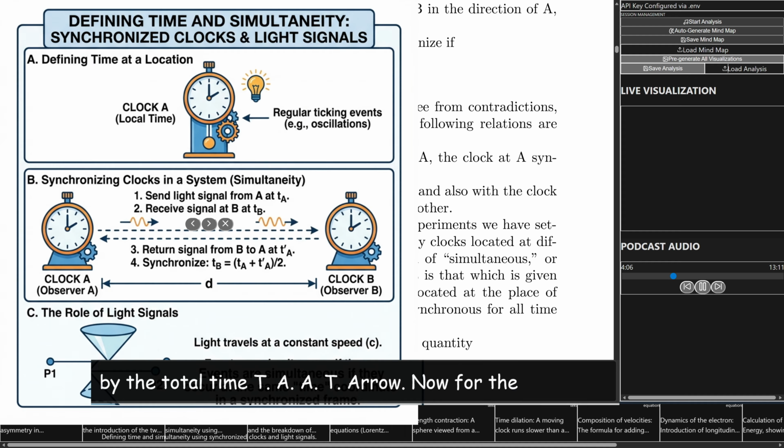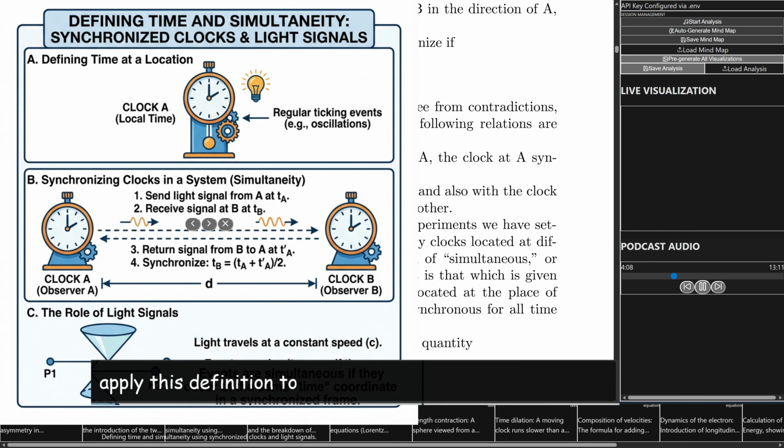Now for the twist. We apply this definition to a moving system. Yes. Let's imagine a rigid rod with clocks at both ends, A and B. This whole rod is moving at a velocity, v, relative to our stationary system, K. And from our stationary perspective, we say, okay, those two clocks on the moving rod are synchronized according to our definition. But now let's analyze what's happening from inside that moving frame.